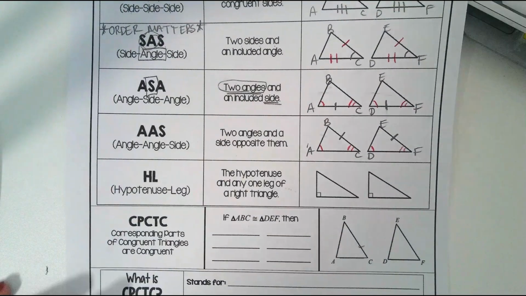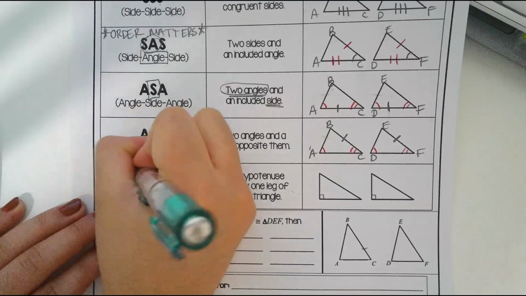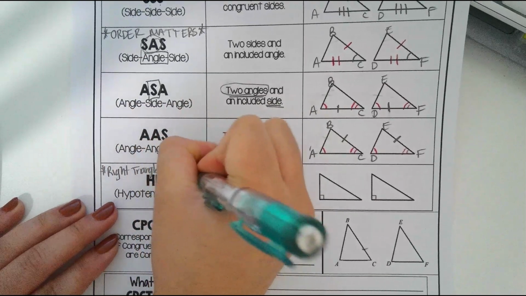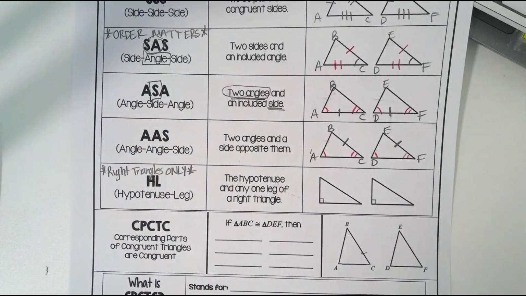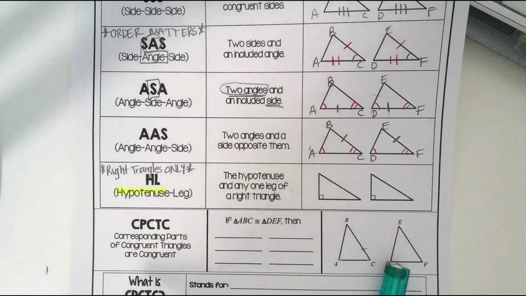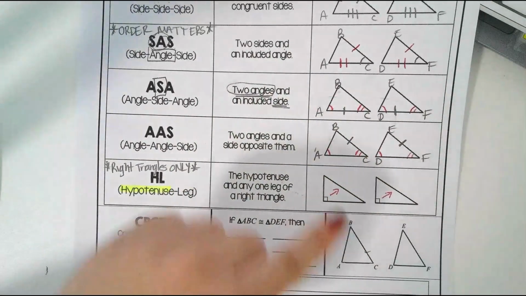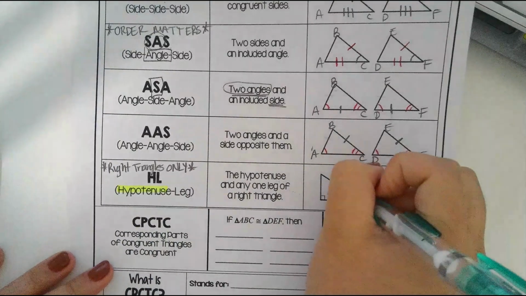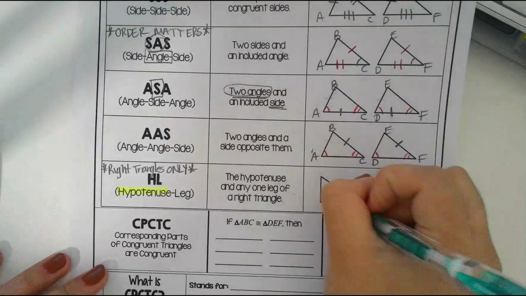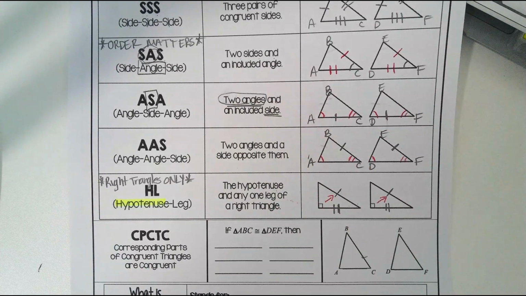So for the last one, we have HL. This is the one that you can only use on right triangles. Only. You can only use it on right triangles. So in here, the hypotenuse, that means the side across from the 90-degree angle. You see how we're pointing at the sides? Those are your hypotenuses, so those need to be congruent. And then the same leg needs to be congruent. If different legs are congruent, then you cannot use HL.